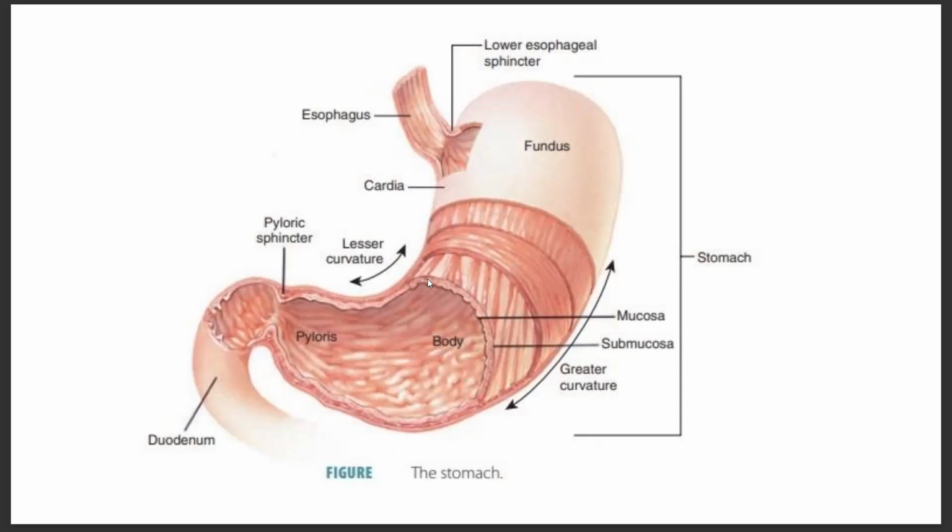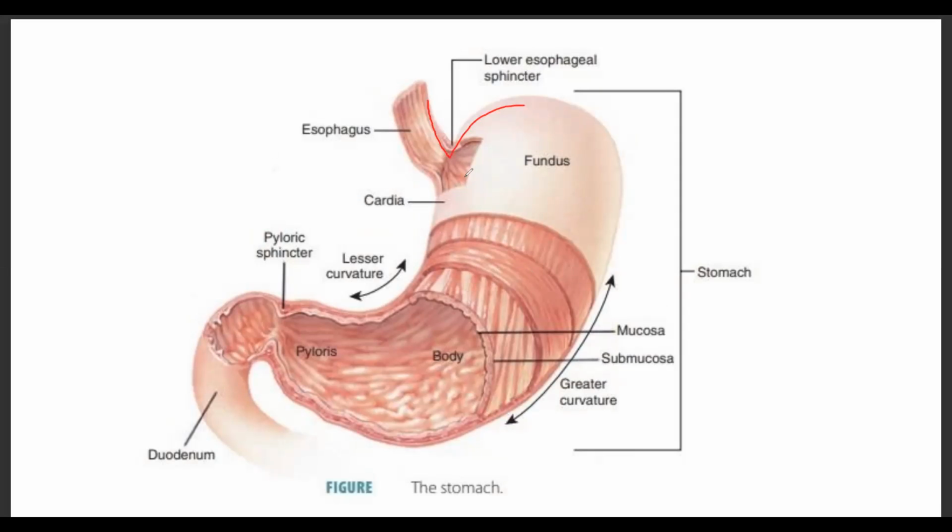What is the use of the presence of these two curvatures? These curvatures help to keep the food for a long period of time in the stomach, so it can be completely digested, right? Then there is an acute angle between the distal end of the esophagus and the fundus. Can you see this acute angle? This acute angle prevents the backflow of gastric content.